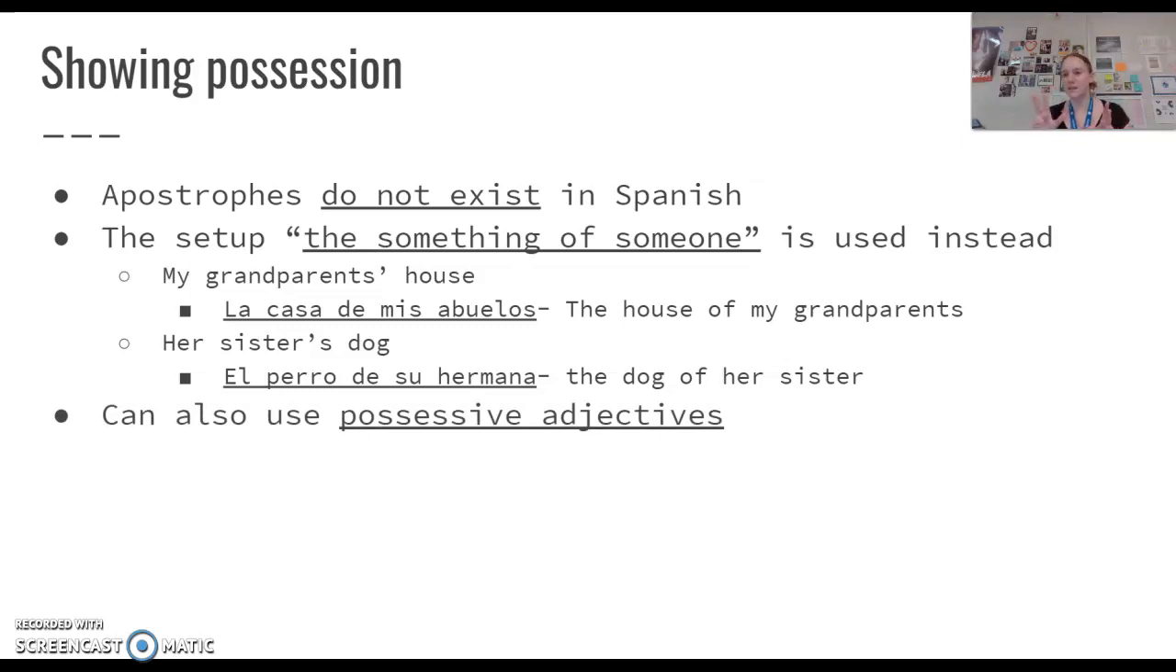It has to be set up like this, and I see the struggle a lot in Spanish 2 with this. Spanish 3, it's generally not as often. You guys are generally a little bit more on top of that.